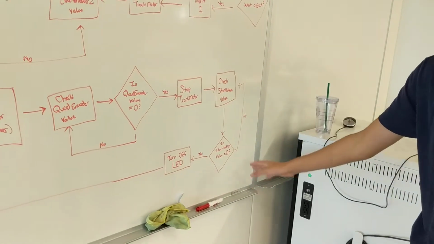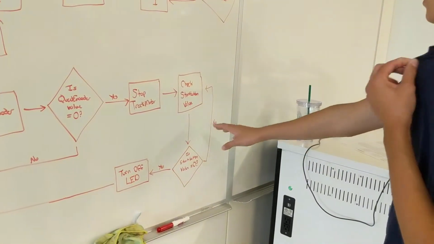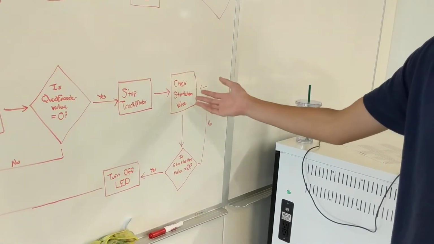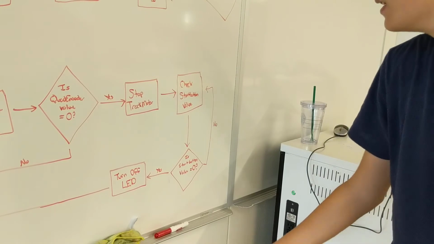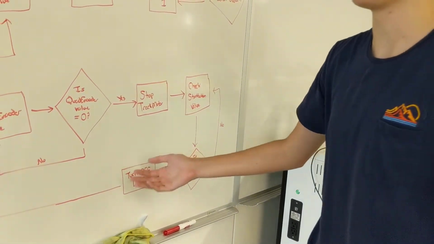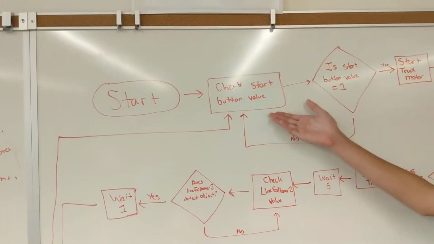Although I included this extra step here, which basically asks, is the program still running? Is it still active? Which is determined by the start button. If it's not, the LED turns off, it's not running, and it checks for someone to press it again.